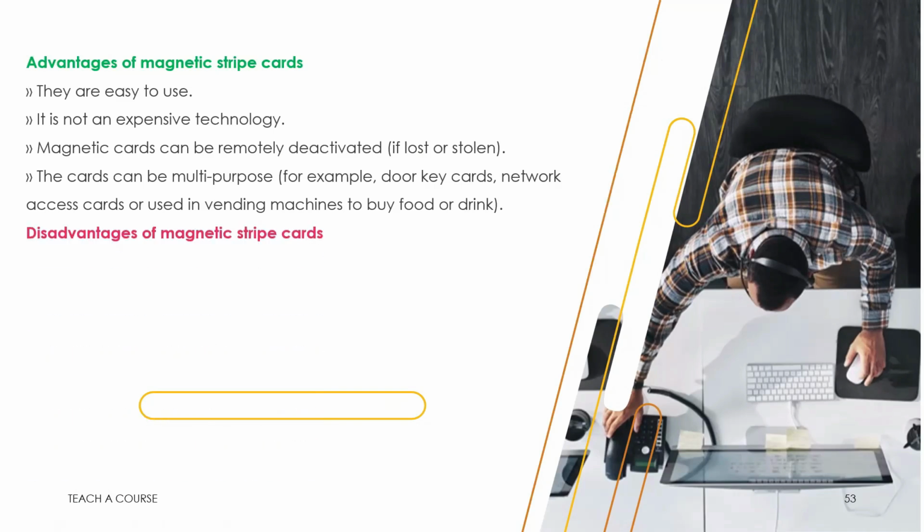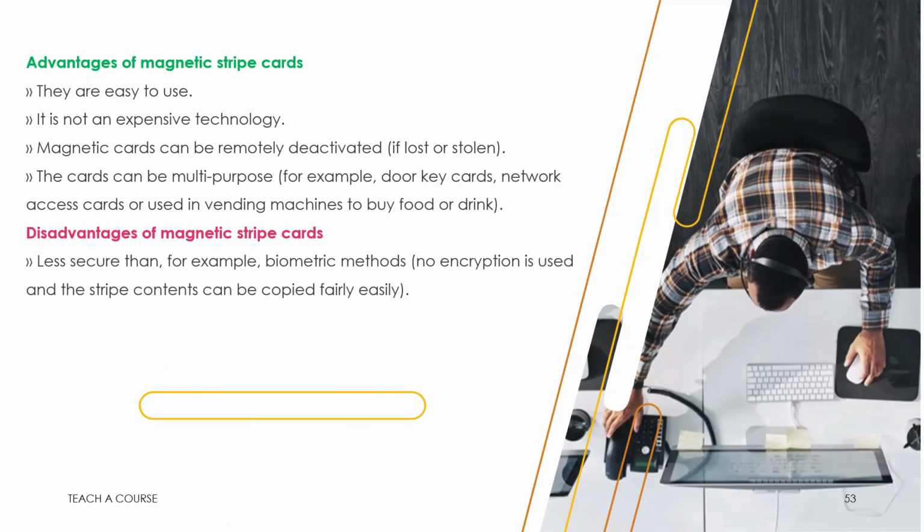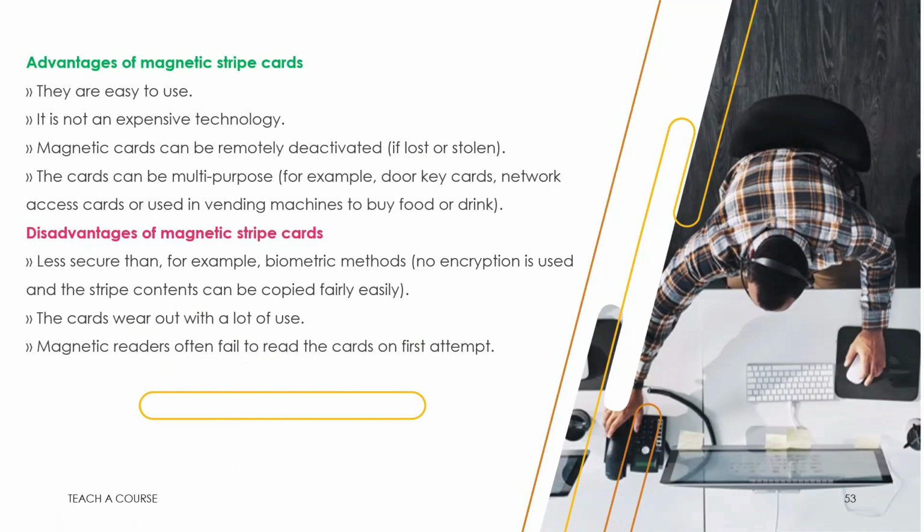Disadvantages of magnetic strip cards. Less secure than, for example, biometric methods. No encryption is used and the stripe contents can be copied fairly easily. So they are less secure. That's one disadvantage. The cards wear out with a lot of use because of the swiping. The cards tend to wear out over time. Magnetic readers often fail to read the cards on first attempt, so that wastes a lot of time.